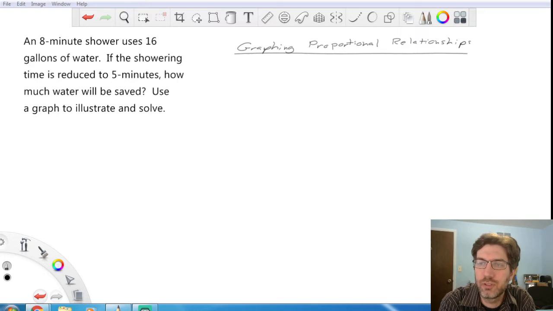We will do similar figures some other time, Eli. It's coming. We're going to do graphing proportional relationships first.